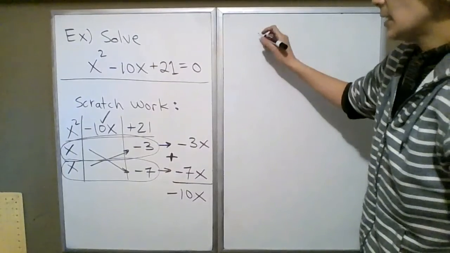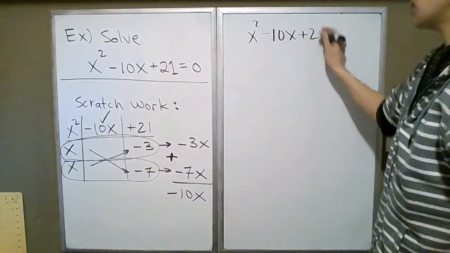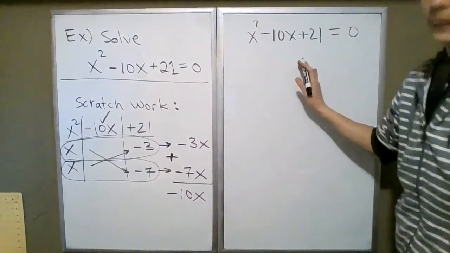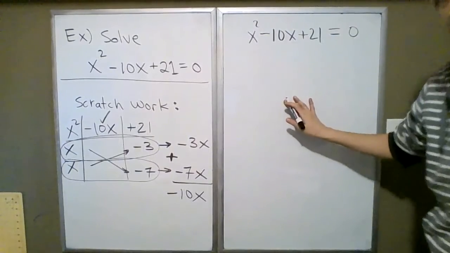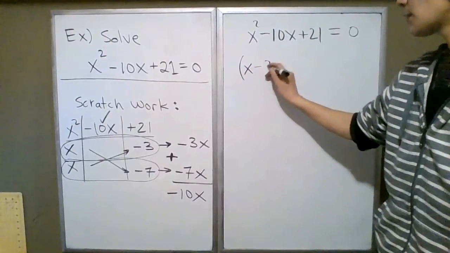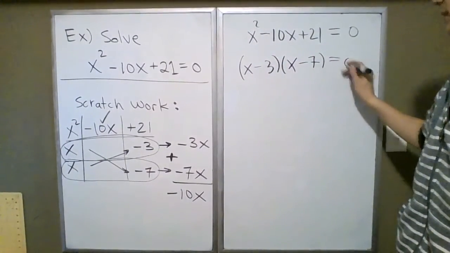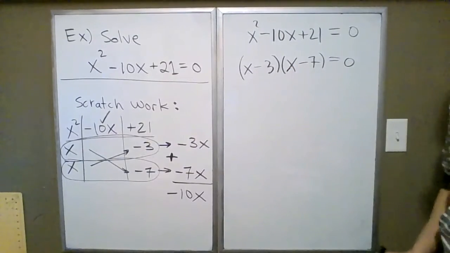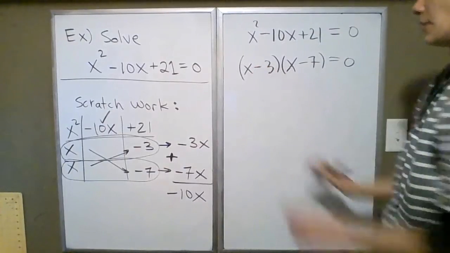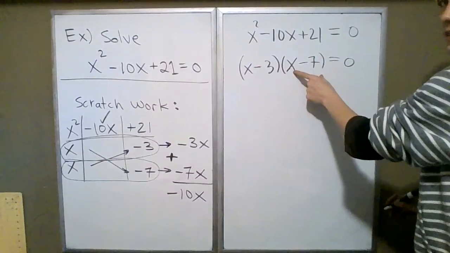So let's go back to the beginning. You're given x squared minus 10x plus 21, and it's equal to 0. And then on this side, we found that x squared minus 10x plus 21 factors as x minus 3 times x minus 7. And then copy down the rest. And I did that to use the property. If I've got this times this equal to 0, either the first factor is 0 or the second factor is 0.